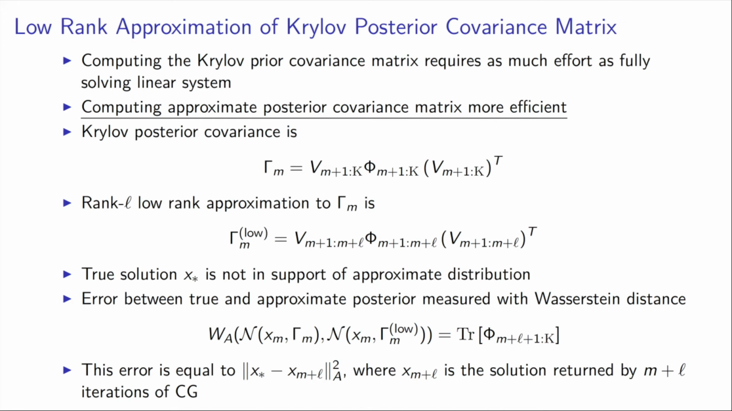The downside of using an approximate distribution is that the true solution x star is not in the support of the approximate distribution. However, we can measure the error between the approximate and true distribution with a Wasserstein distance, and the result of that is that the difference between the true and approximate distribution is equal to the trace of the last m plus L plus 1 through k entries of the matrix phi. So this error ends up being equal to the A norm difference between your true solution x star and the vector x m plus L, where x m plus L is equal to the solution returned by m plus L iterations of CG.